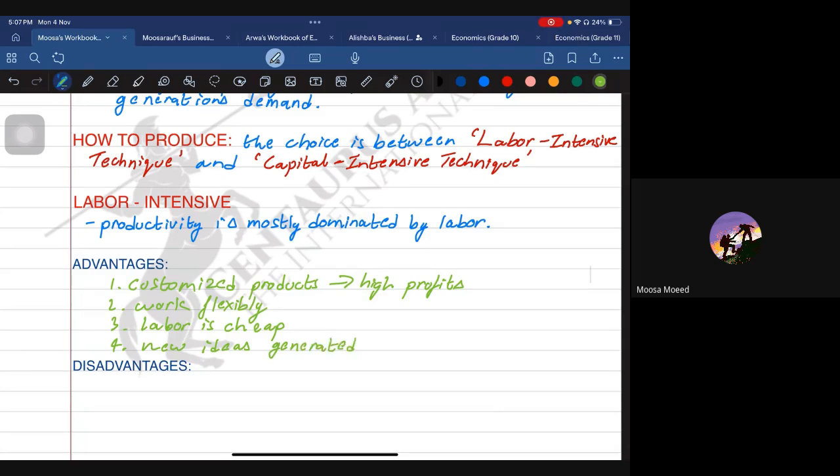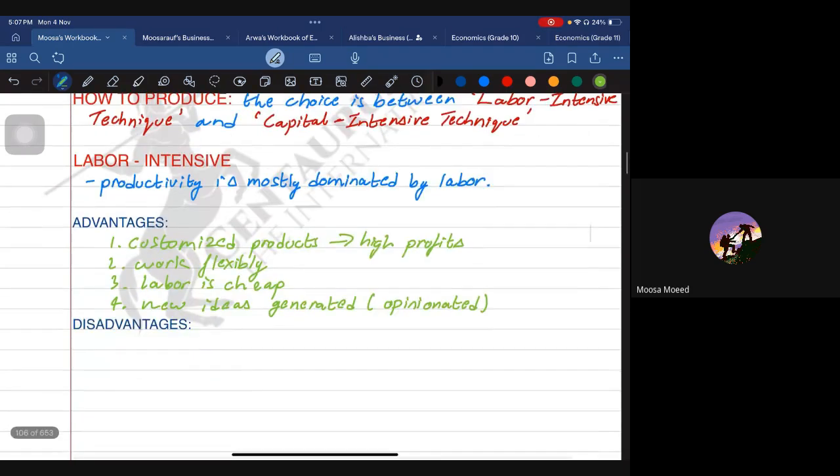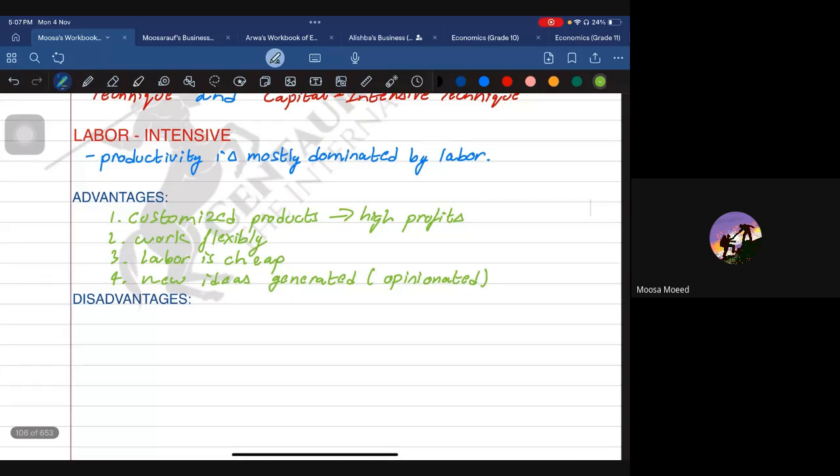You can take their opinion. So new ideas are generated because they are opinionated, and you benefit from their creativity and innovation. Whereas, what do you think would be the drawback of the labor intensive technique? Sir, if the firm has specialized workers and one of them takes a leave, then their production will stop. Perfect.